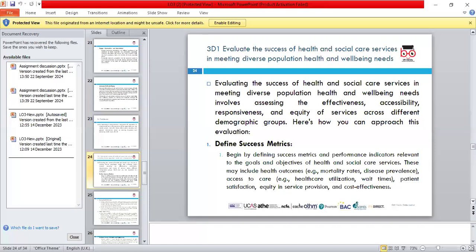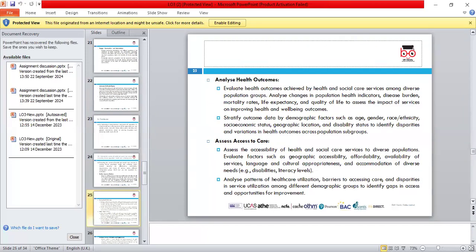Then we have to look into success metrics. You see, we spoke about the metrics that we use as a measure to look at whether you're being successful with our evaluations and analyzing or not.